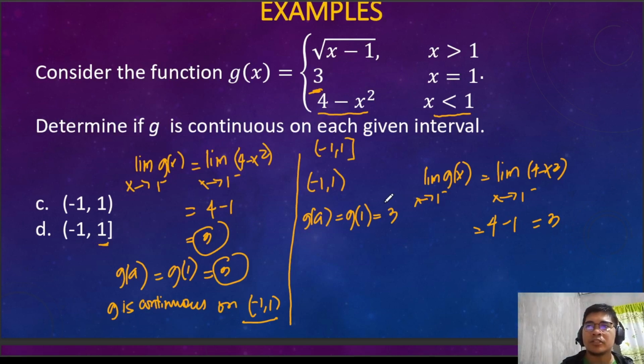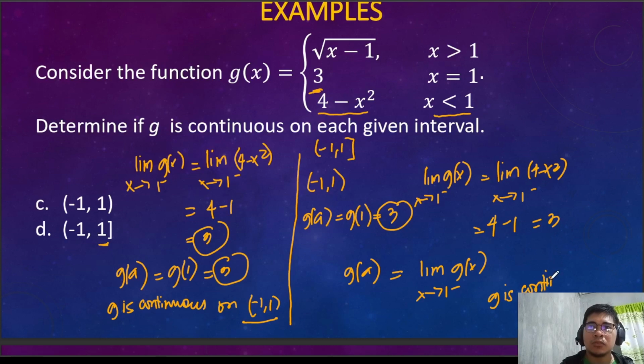Take note, our g of a is 3, and the limit of g of x as x approaches 1 from the left is 3 also. So they are equal. Therefore, g is continuous on the half closed interval -1 and 1.